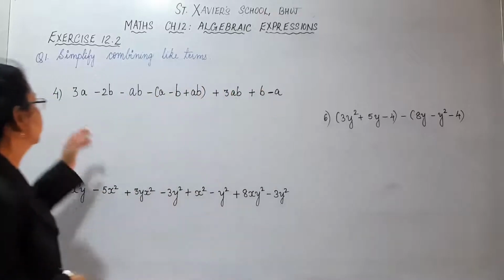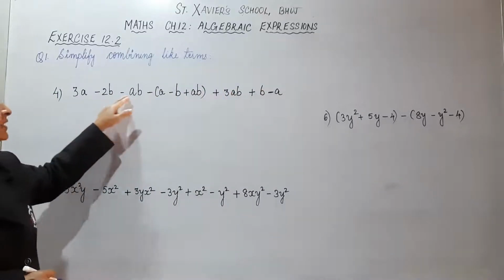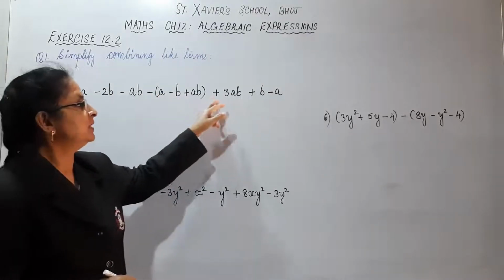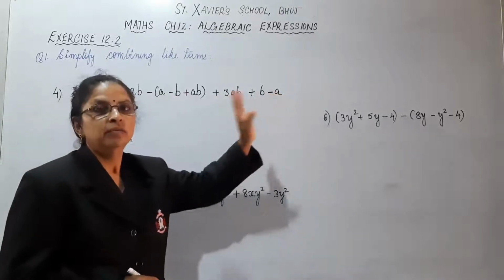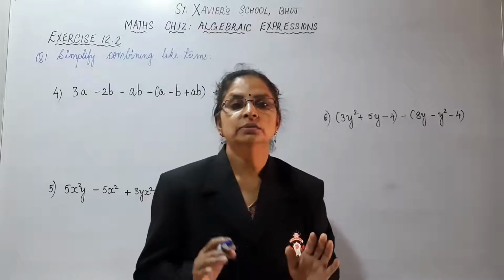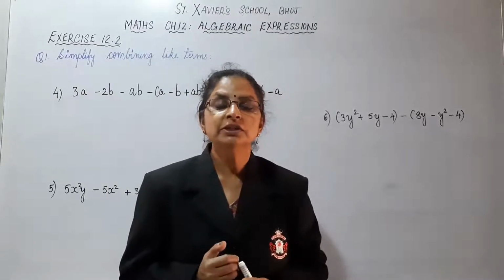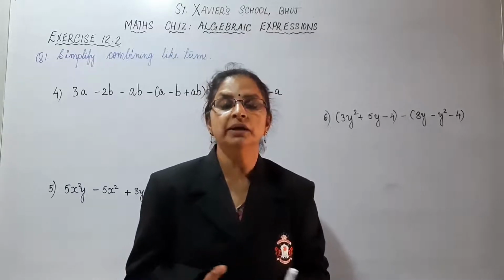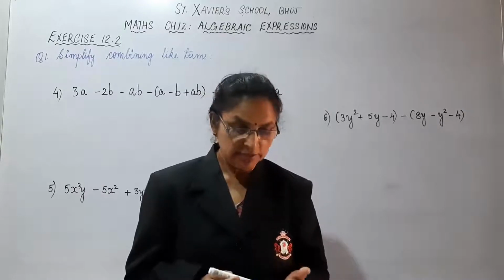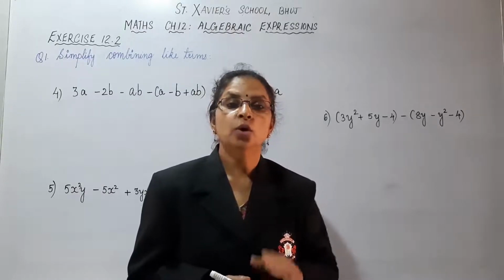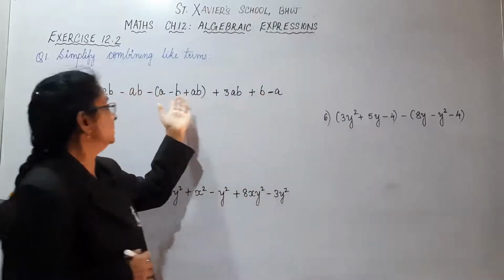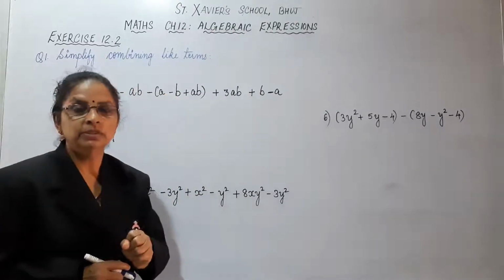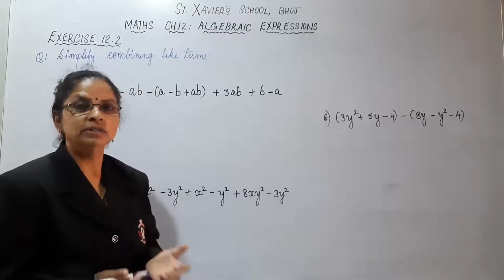Next question. 3a minus 2b minus ab minus (a minus b plus ab) plus 3ab plus b minus a. When you see such long questions, do not get confused. Remember the steps. First step is to remove the bracket if any. If there is any bracket, first step is to open the bracket, and if the outside sign is negative, then all the terms inside the bracket will change their sign. And afterwards you pick up the like terms and then add or subtract them. That's all.